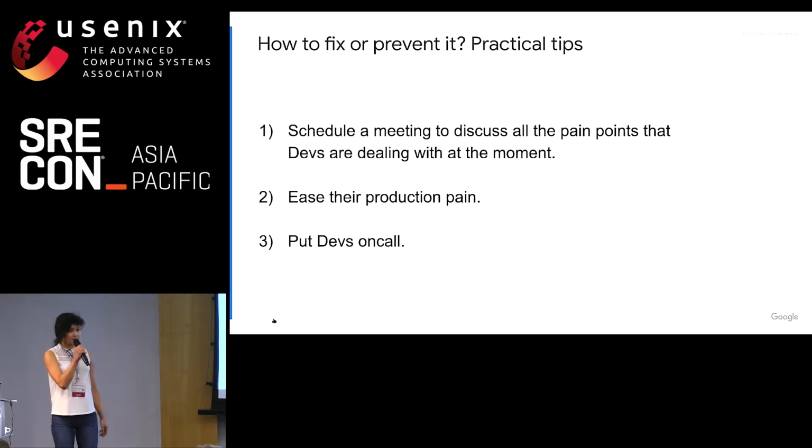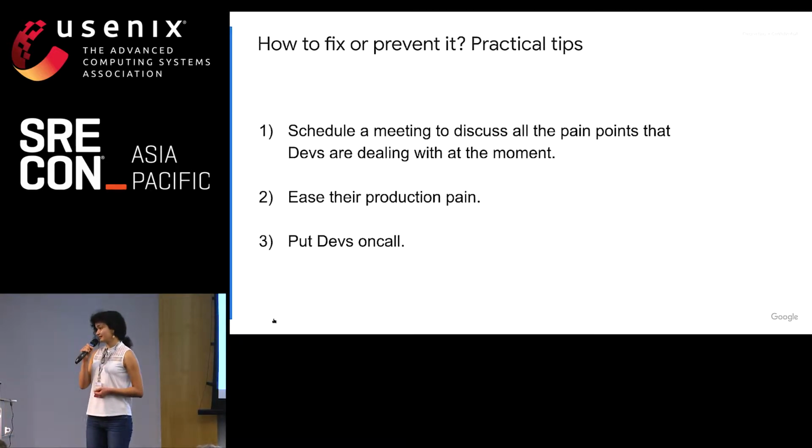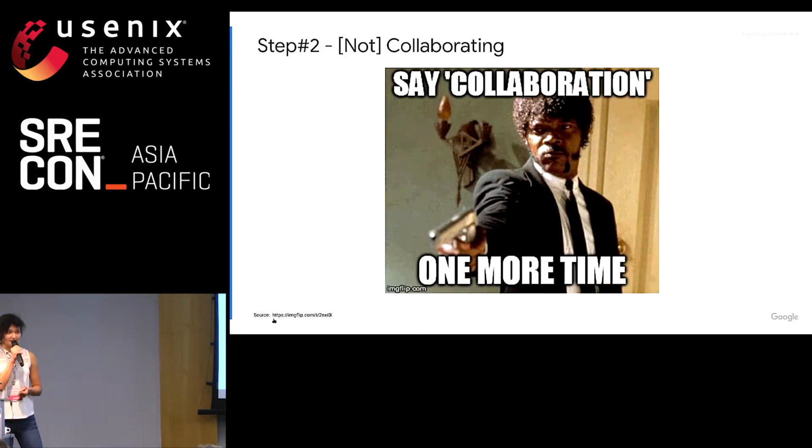Tip number 3, put developers on call, so they could see for themselves what actual level of service you're providing. If you have customer escalations constantly, it is a clear sign it's time to focus on reliability. On to the last but not least principle. Can you guess which one is that? Not collaborating.